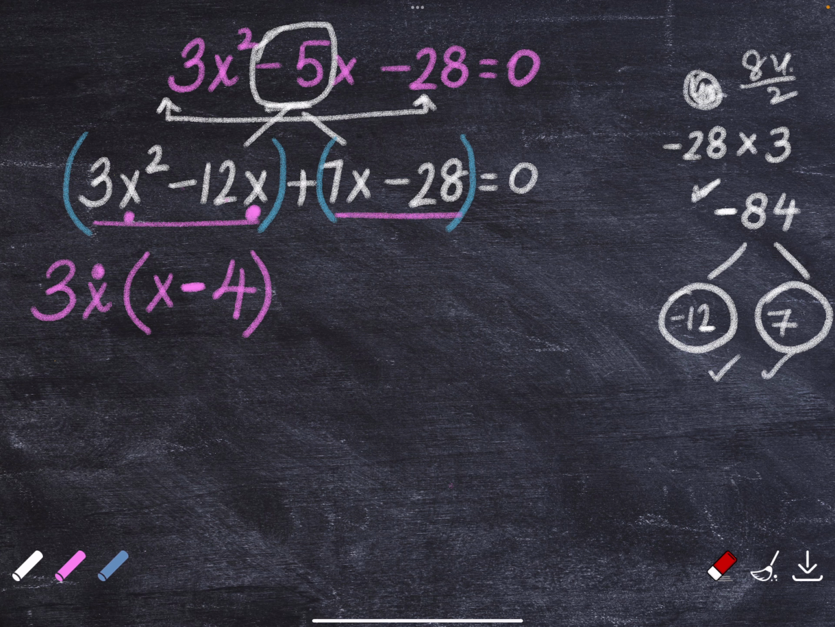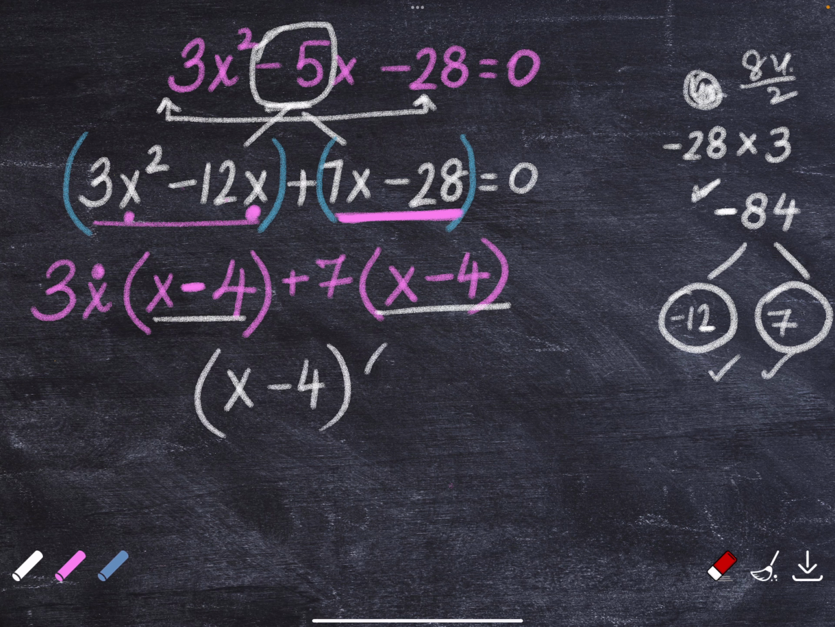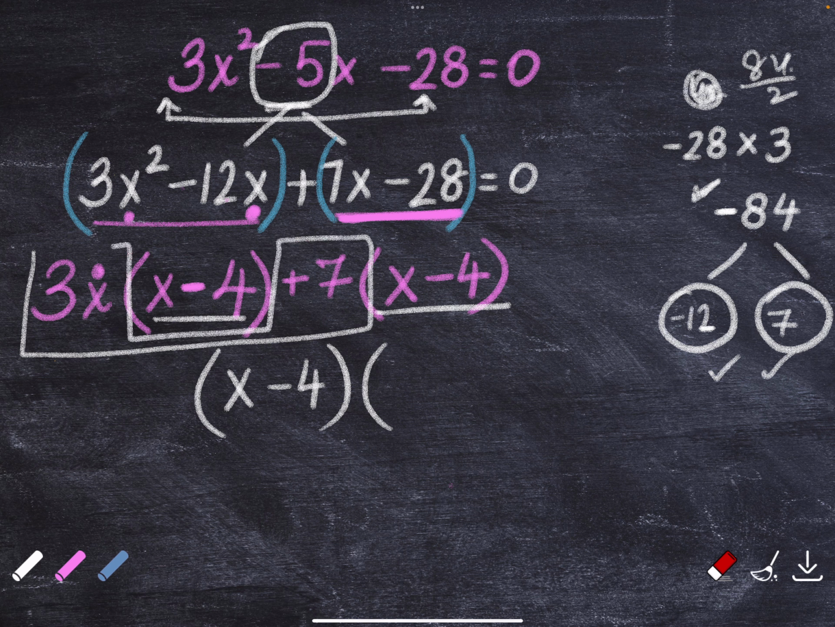Now, what could be a common thing out of this second piece? I can take a plus 7 common from here. Inside, I will have x minus 4. Now, one of the factors that is similar is x minus 4, x minus 4. So I put it down only once. The other factor is the piece that was outside, and I put them together as a factor. So this is 3x plus 7.